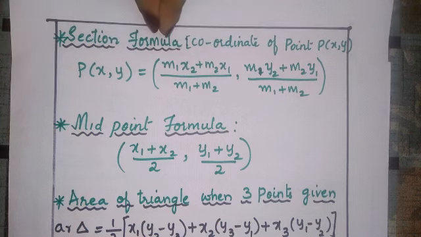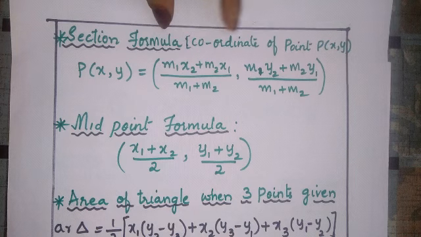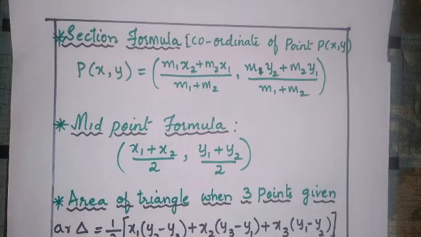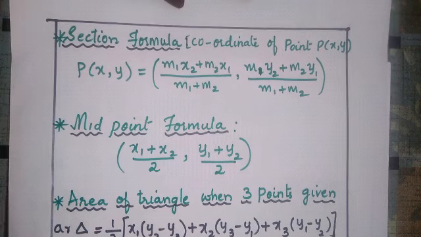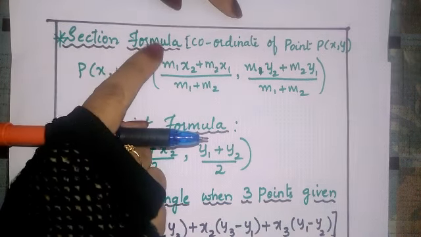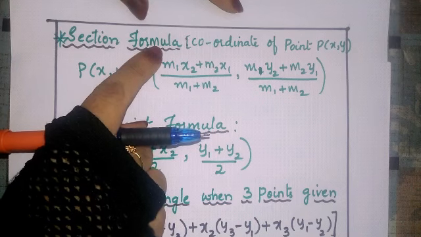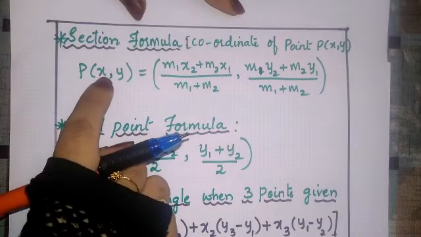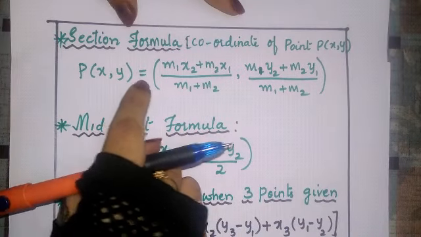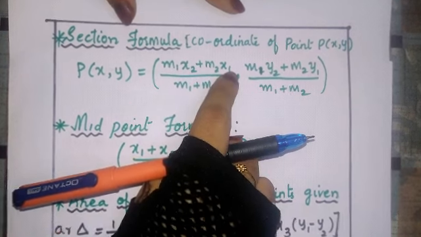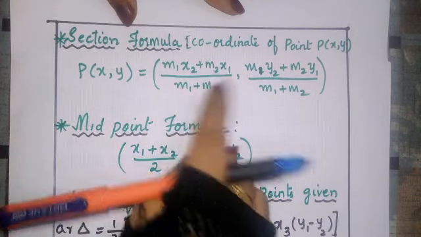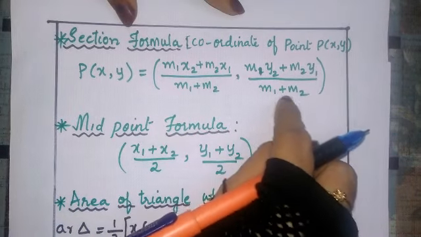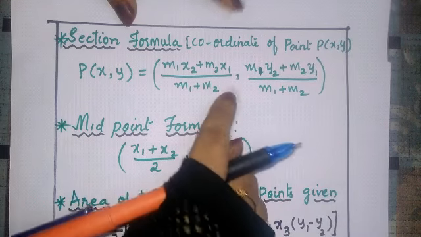At that time you are using the section formula. The question will be: find the coordinates of the point dividing the line segment joining two points in the ratio 2:3. That type of problem comes. Sometimes they ask 1 mark questions: write the section formula. So that is P(x, y) is equal to (m1 x2 plus m2 x1 upon m1 plus m2, comma, m1 y2 plus m2 y1 upon m1 plus m2). This is the section formula.